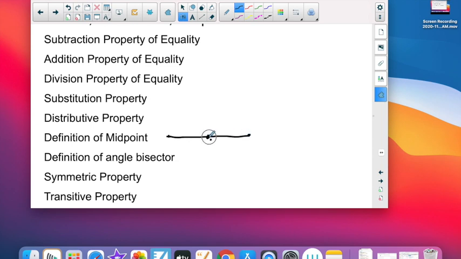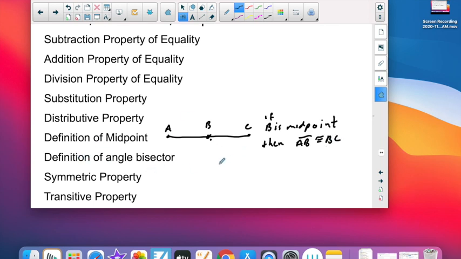I'll just sketch my drawing. If we know B is the midpoint, then, so if B is a midpoint, then AB is congruent to BC. And that's just the definition of a midpoint.